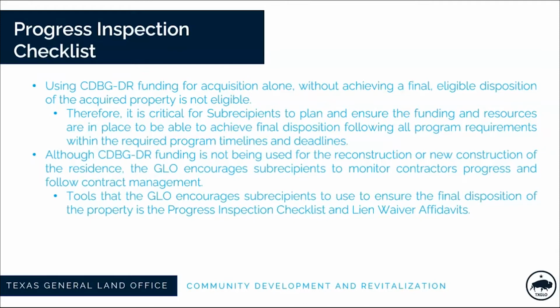Although CDBG-DR funding is not being used for the reconstruction or new construction of the residence, the GLO encourages subrecipients to monitor contractors' progress and follow contract management. Tools that the GLO encourages subrecipients to use to ensure the final disposition of the property are the Progress Inspection Checklist and lien waiver affidavits. These forms, along with their instructional videos, can be found on the Buyout and Acquisition Program page.